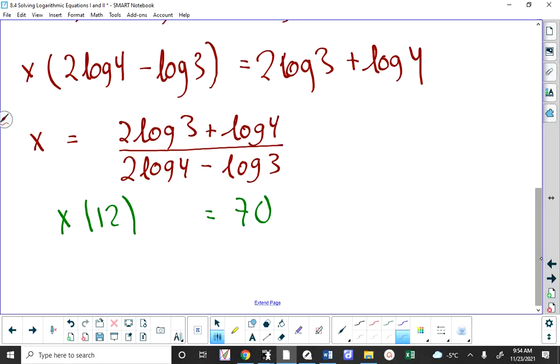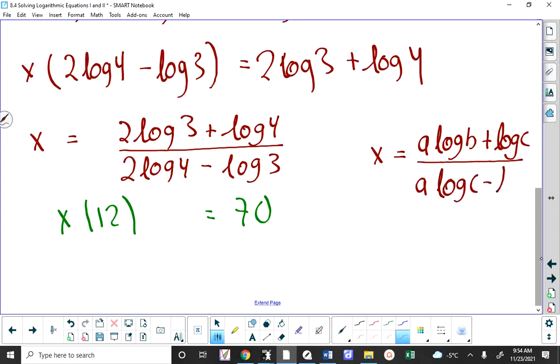Let's talk about an exam. Math 30 exams can be really dirty, like challenging. You might be given this as a numerical response and told that x is equal to a log b plus log c over a log c minus log b. What are the values of a, b, and c? You have to be able to cope with that.